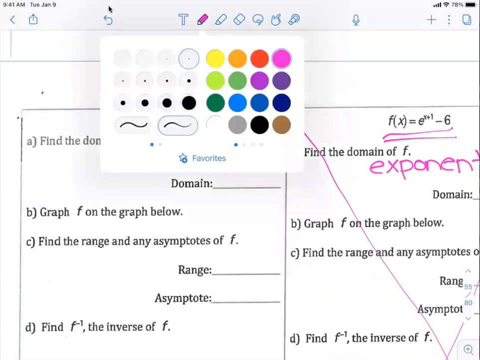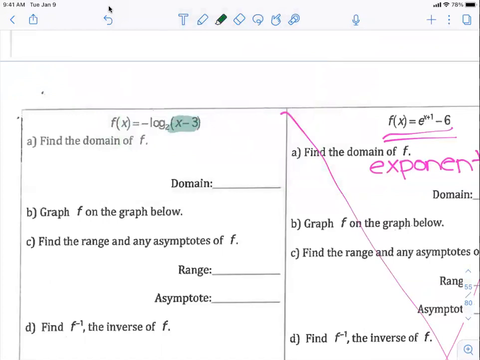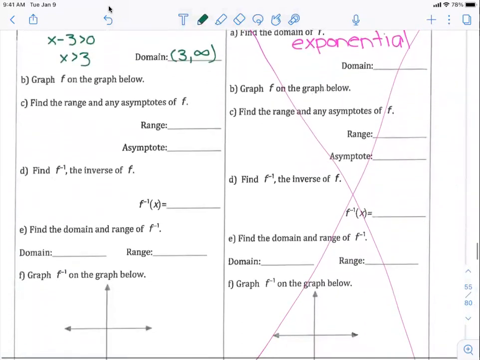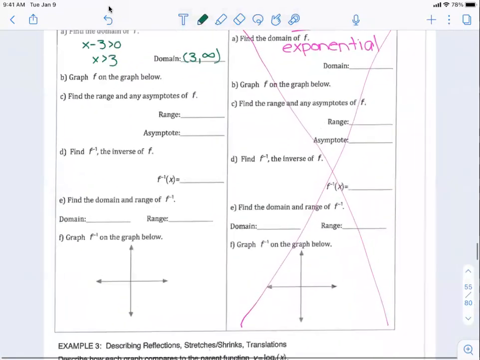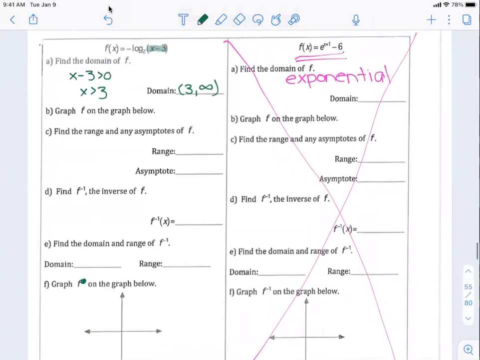All right, welcome back. Let's take a look at the domain. Domain should be pretty easy. All you have to do is set this inside part here greater than 0. So x minus 3 is greater than 0. So x is greater than 3. So my domain is from 3 until infinity. And then we're going to go ahead and graph this. So I'm going to recopy this equation. And again, we're not going to graph the inverse, so you can cross that part off.